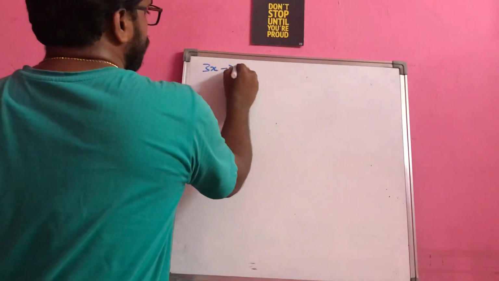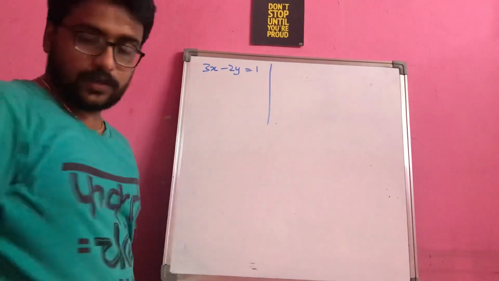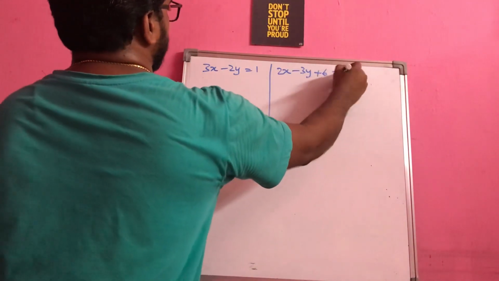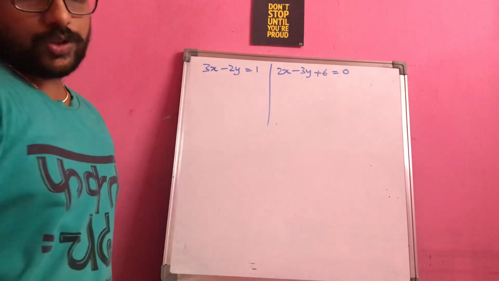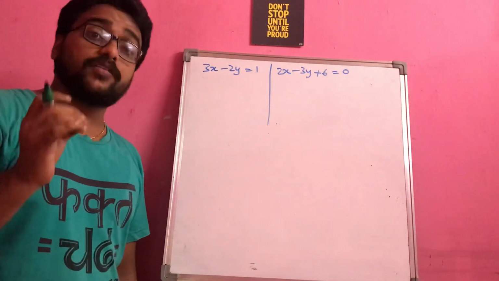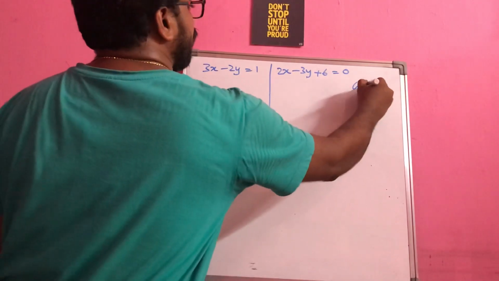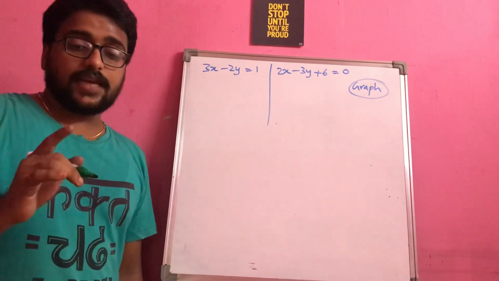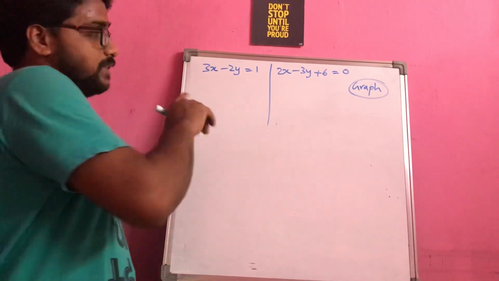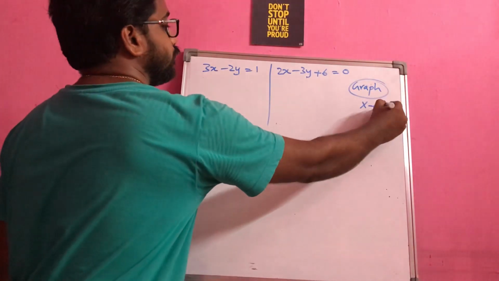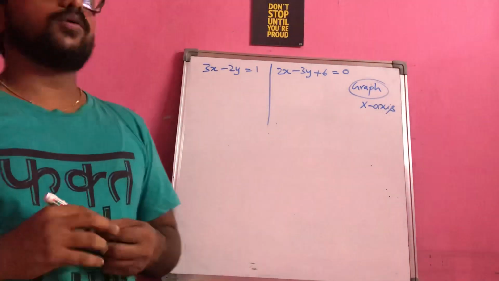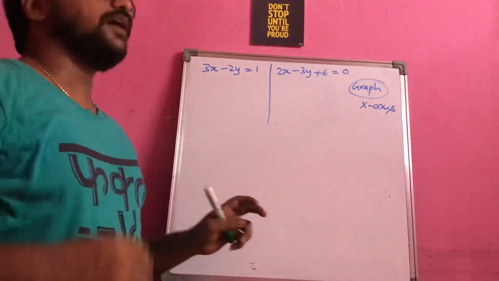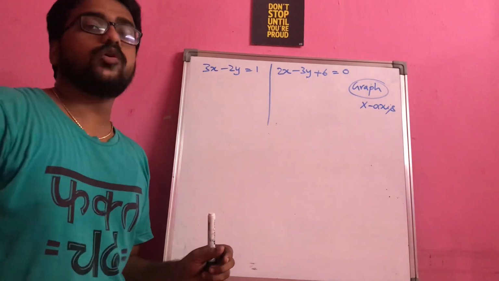See, 3x minus 2y is equal to 1 is the first one, and the second one is 2x minus 3y plus 6 is equal to 0. Solve the following system of linear equations graphically. They used the word graphically, indicating that you have to draw a graph. Shade the region bounded by these lines and the x-axis. So first let us make an attempt to get the answer for this, and then we will think of how to represent that.